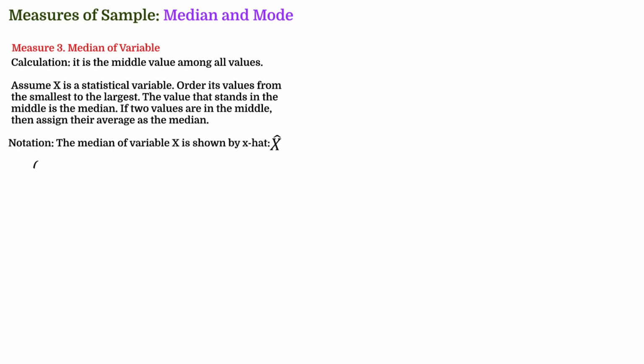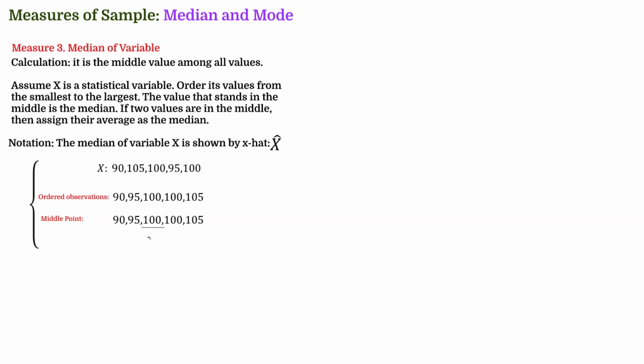The notation for the median of x is x hat. Here's an example. X is 90, 105, 100, 95, and 100. If we order the observations, there will be 90, 95, 100, 100 again, and 105. The middle value is 100. That means x hat is 100.